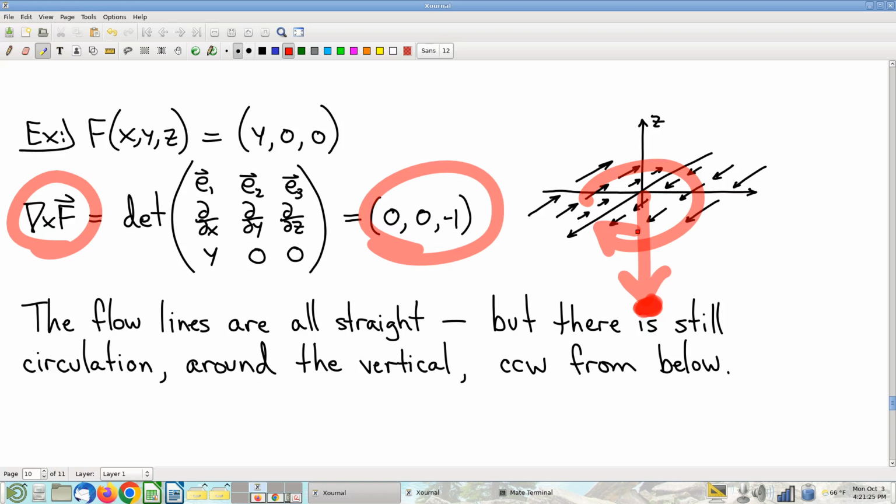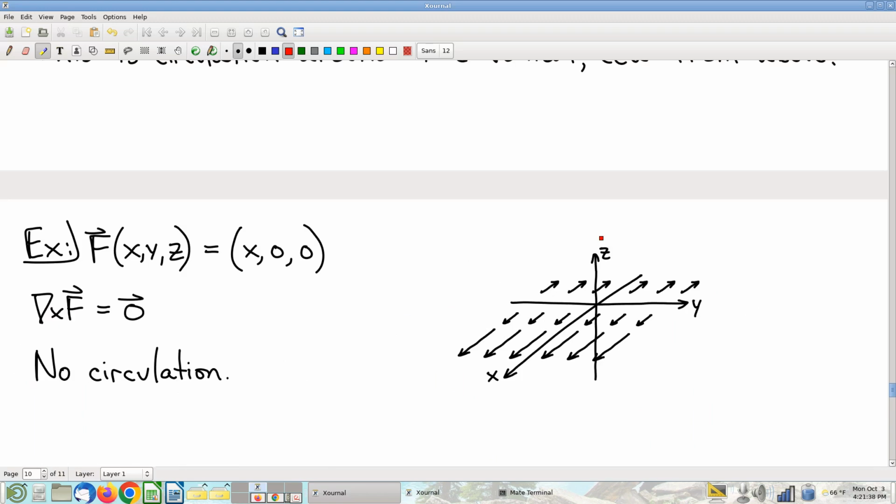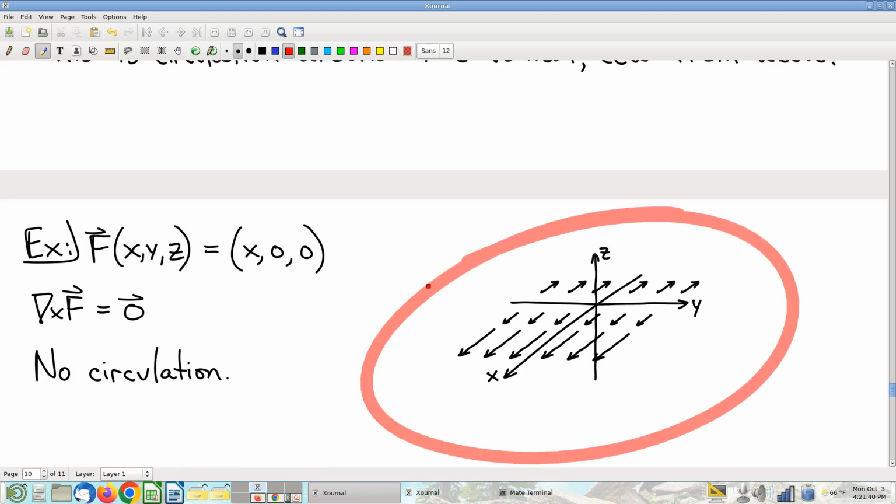Okay. Now I am just now noticing the time, and let's see, 4:20. Yeah, I'm out of time. So super quick, take a look at this example. I claim that you would expect there to be no rotation here. You look at this vector field, it doesn't look like it's rotating at all.